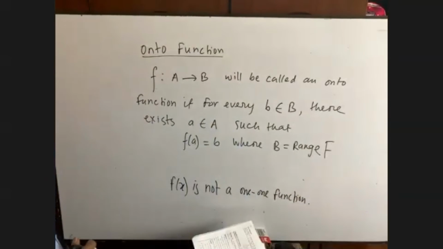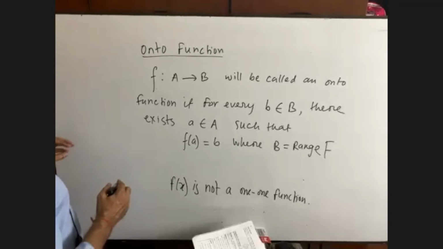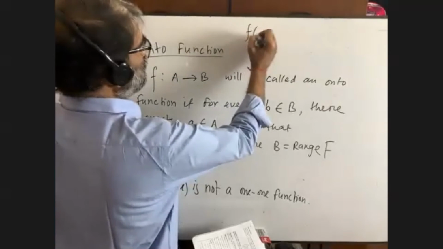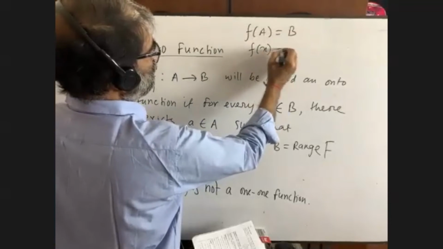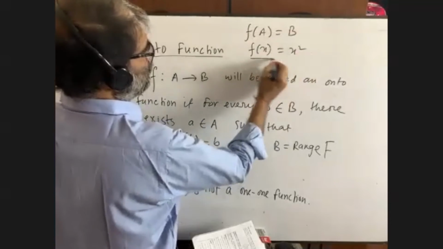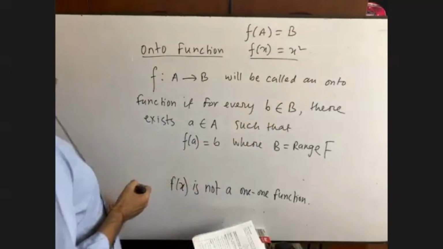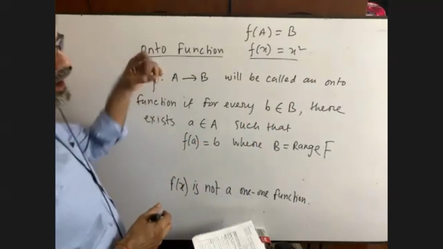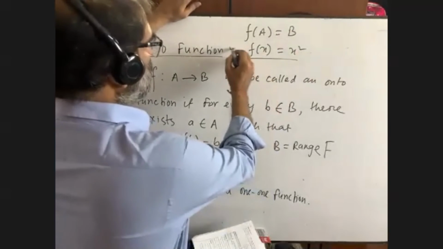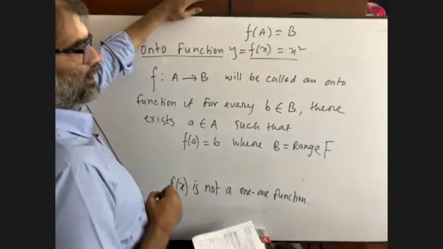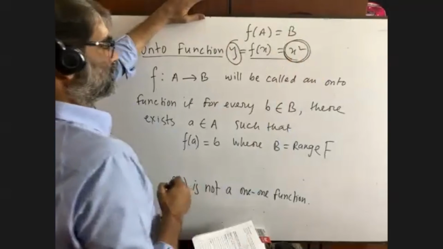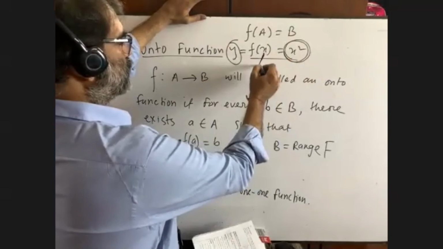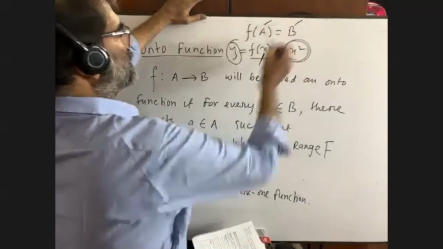Okay, now what is meant by this? Please listen to me. f of a equals b. Now I am going to write this down. Can you please let me know in this question what is y? y means range. y equals f of x. You see, y equals f of x, so the value of y is x square. So x square is the range, and this x is the domain. A is the domain, B is the range. Okay?